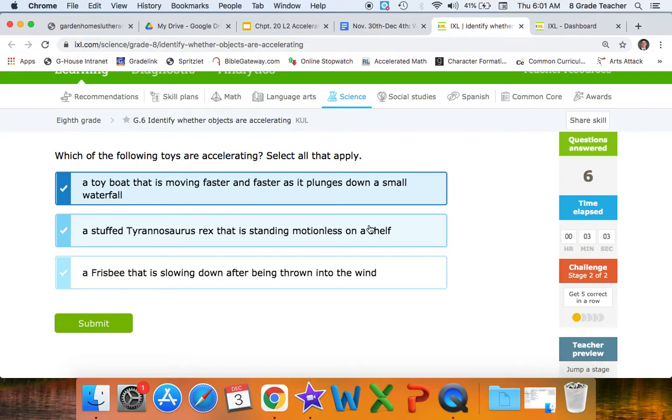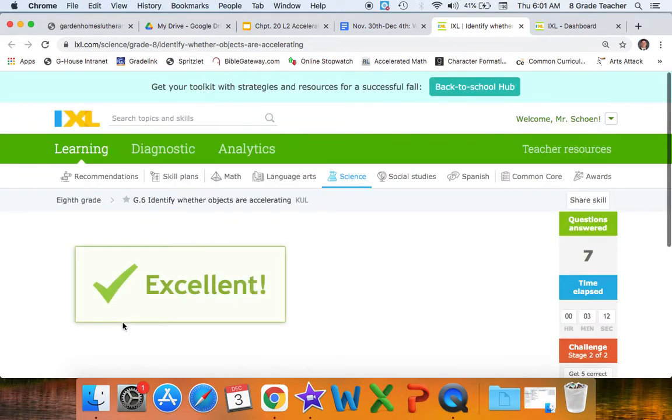A stuffed Tyrannosaurus Rex that is standing motionless on the shelf. A frisbee that is slowing down. Our key words: moving faster and faster, slowing down.